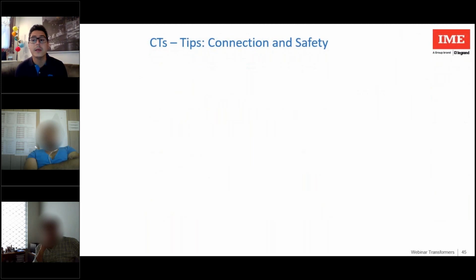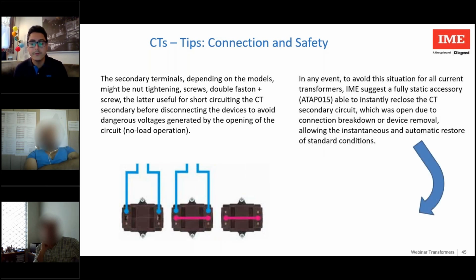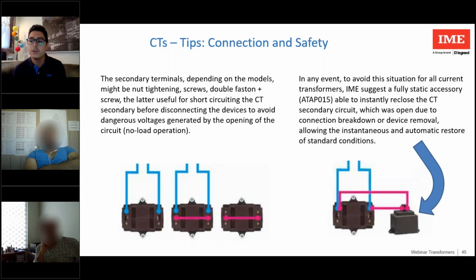Another tip is about the connection and security. If a secondary cable is disconnected, a dangerous voltage could be generated which could damage the current transformer itself or the operator who is working on it. For this reason, it is essential to check the connection and, in case of maintenance, short-circuit the current transformer secondary. IME has an accessory in the catalog that performs this operation automatically, shorting the secondary if it is open, or restoring the standard condition.